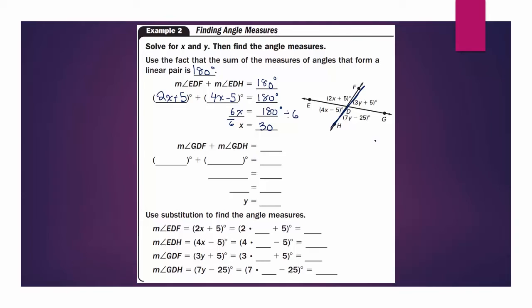I can do the same thing to solve for the y variables. I know that this is a straight line, so I can say that the measure of angle GDF plus the measure of angle GDH is equal to 180 degrees.